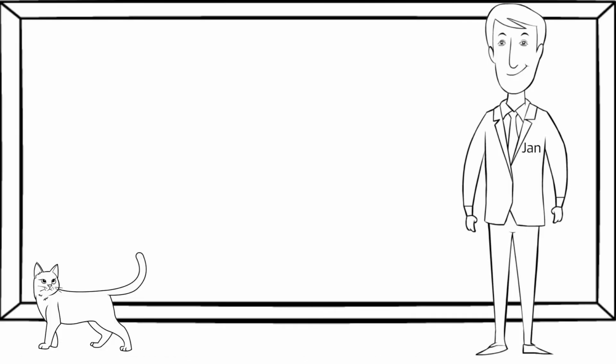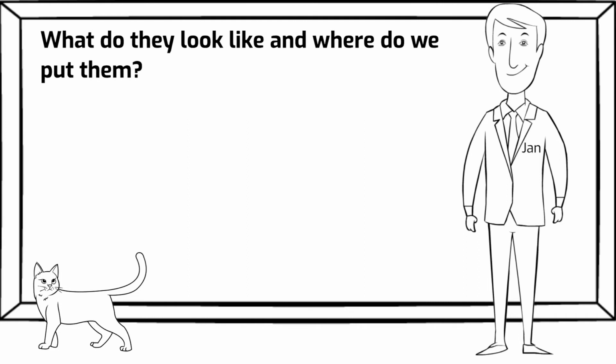So, what do they look like and where do we put them? As we know, these clauses are chunks of language that start with a comma and a relative pronoun. Let's take a look at our first example.